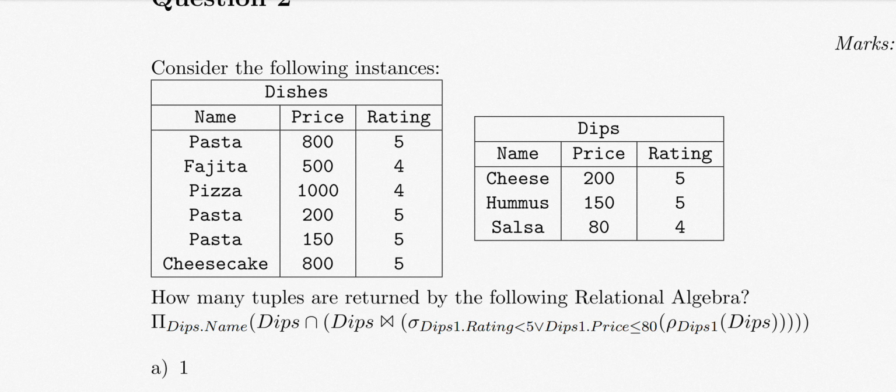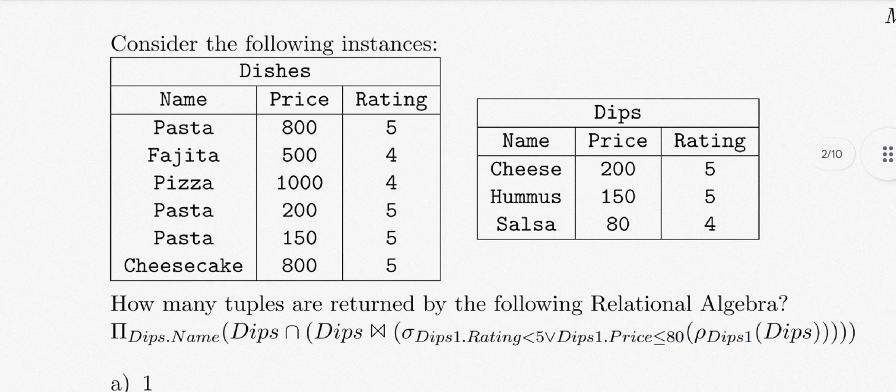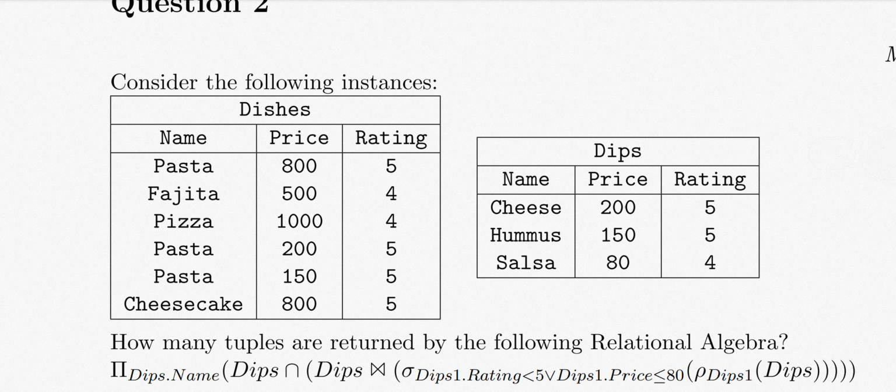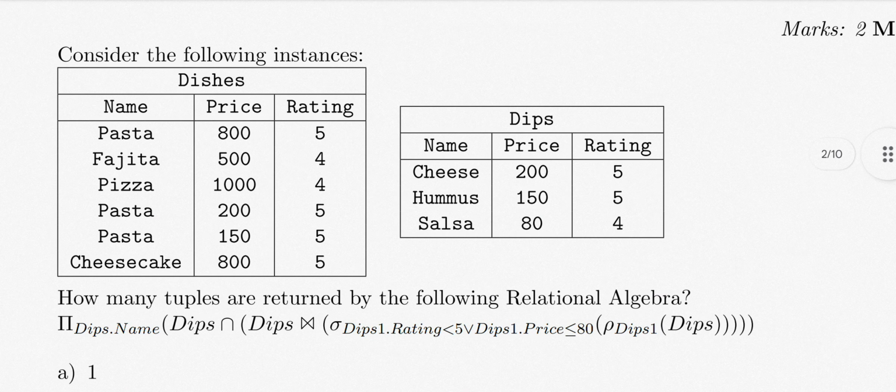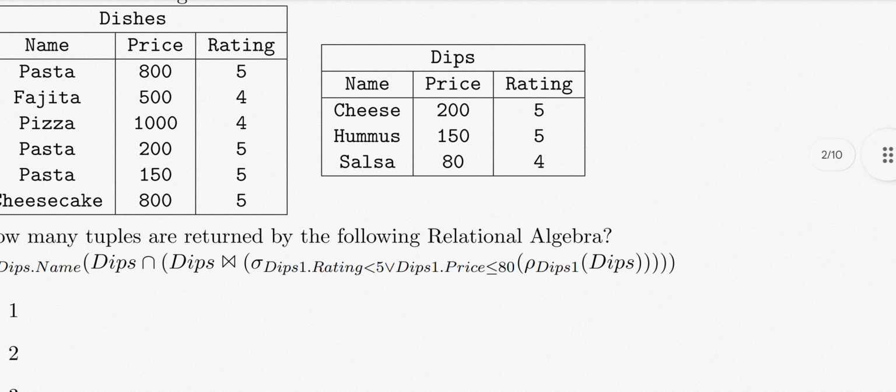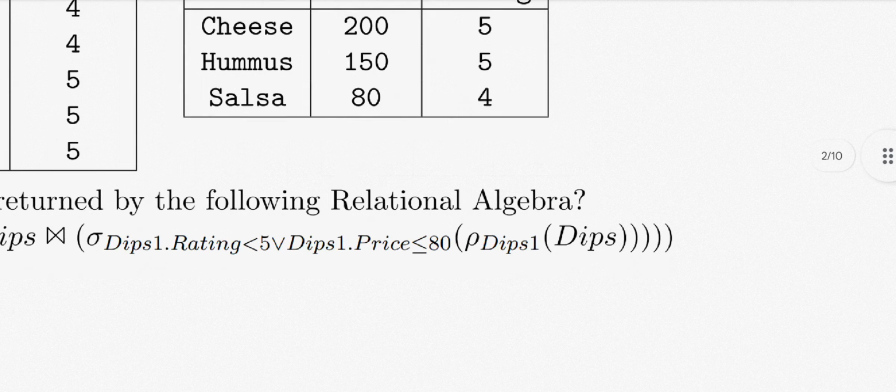Here many of them have some doubt because we have two tables, dishes and dips, but we are not using dishes here. Only the operation is on the dips table. So how many tuples are returned in the following relational algebra? That's the question. So start from the inner bracket, that is dips.